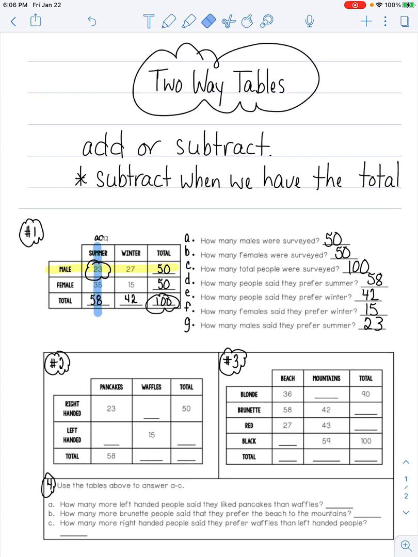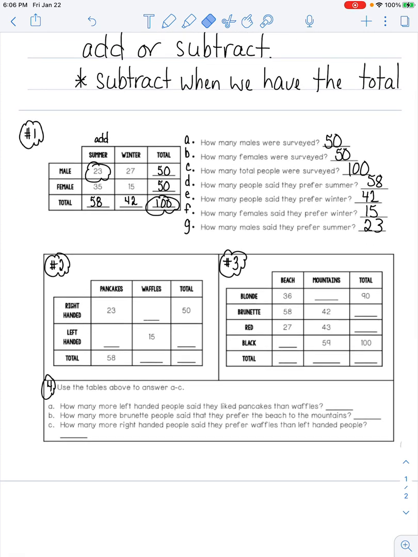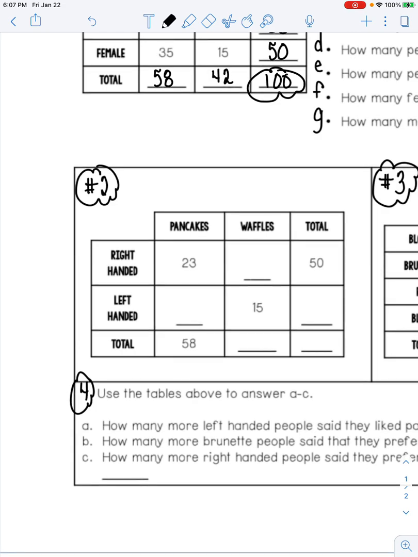So let's try a couple more of these. And again, remember, bottom line, you use addition and subtraction to complete your table, and then you use your table to answer your questions. So let's look at number 2. Now I notice something here. They don't give us all the totals in number 2. They give us some, they're all kind of spread out.